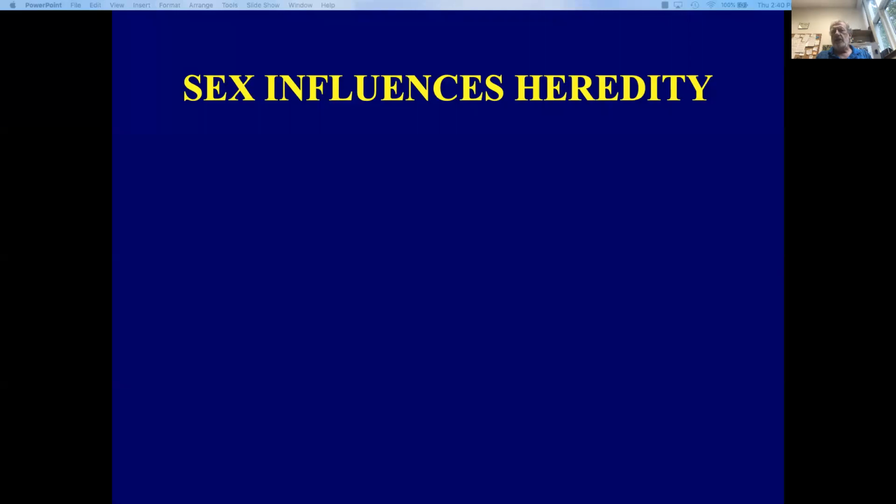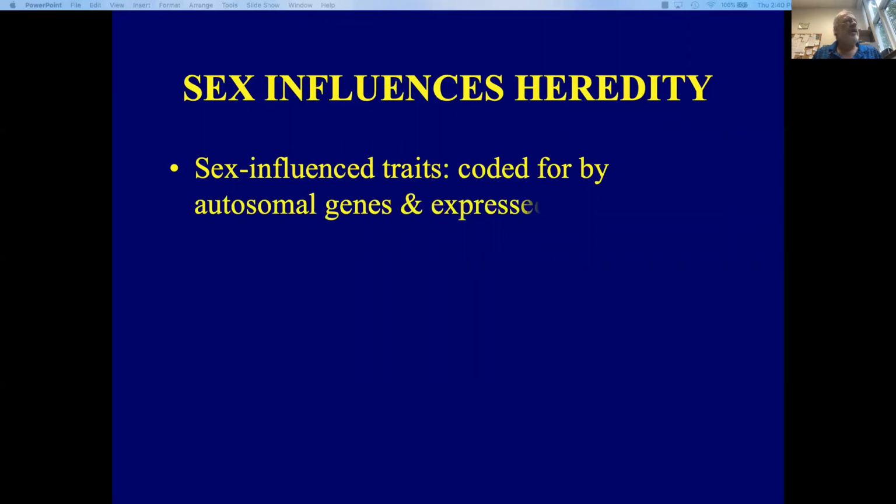Okay, the sex of the individual can influence heredity as well. So sex-influenced traits are influenced by the sex. These are coded for by autosomal genes and expressed more readily in one sex than the other. Autosomal genes are genes on the numbered chromosomes. So for us, that would be numbers 1 through 22, not genes on the X or Y chromosomes.